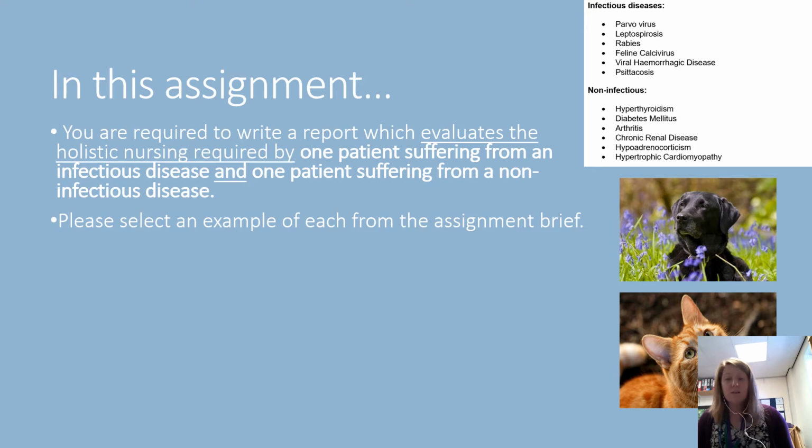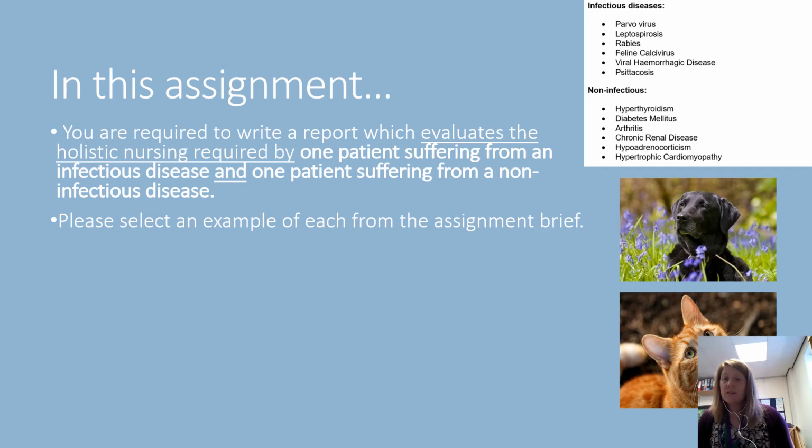Rabies can affect dogs and cats. Feline calicivirus, it's kind of in the name, but this affects cats only. Viral hemorrhagic disease affects rabbits, and psittacosis affects birds. And then for our non-infectious diseases, hypothyroidism is generally something we consider in cats. Diabetes mellitus can happen in lots of different species, so there's lots of choice there for you. Equally, arthritis can affect a wide range of species, so you've got a huge amount of choice there as well.